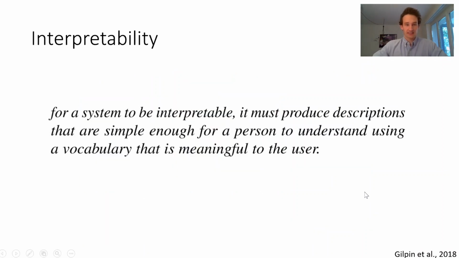We need to understand interpretability a bit more, and for this we take the definition from Gilpin and others. They say, for a system to be interpretable, it must produce descriptions that are simple enough for a person to understand using a vocabulary that is meaningful to the user. It is also important that the reasonings are truthful why something is deemed interpretable.